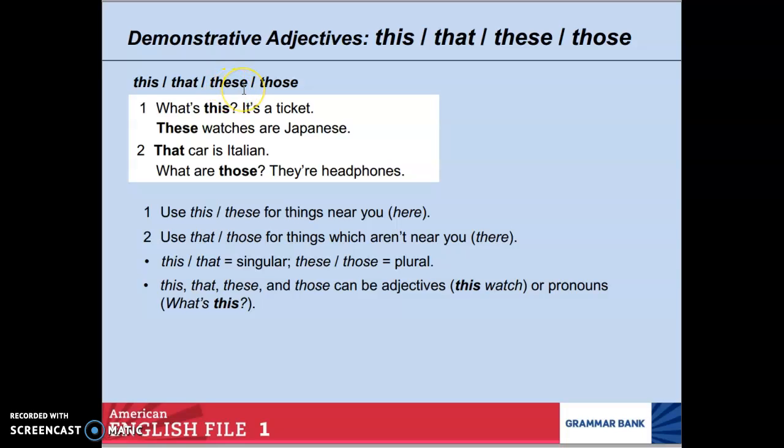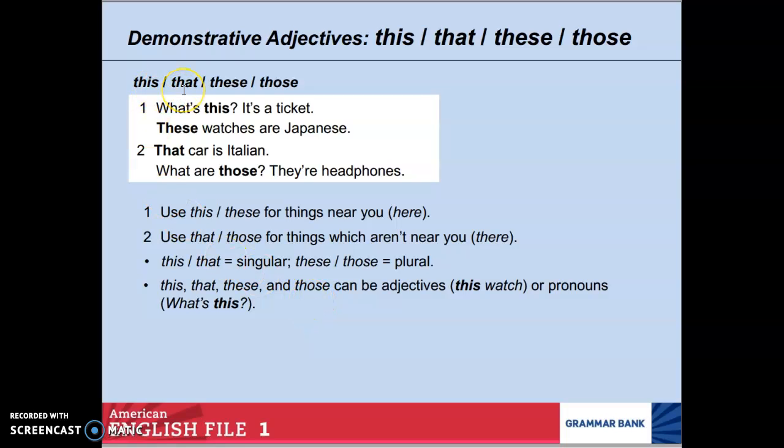these, estos o estas, and those. Demonstrative adjectives: this, that, these, those. This week we're going to be studying and practicing demonstrative adjectives in English.